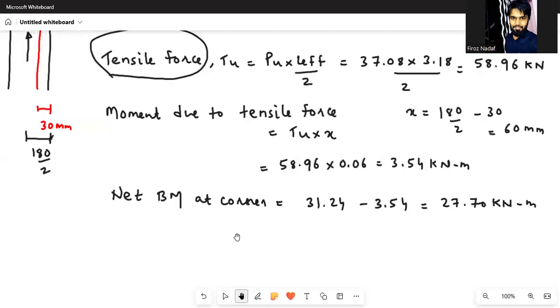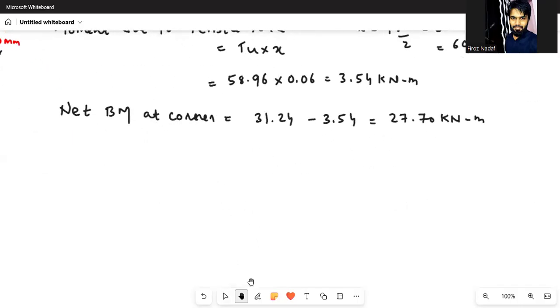You also have to find the positive bending moment. This is the negative bending moment that we have gotten, and that is at the corner. That is hogging bending moment. Okay. You also have to find the bending moment at the midspan, and we know the formula to find the bending moment at the midspan. It is PL square by 24.